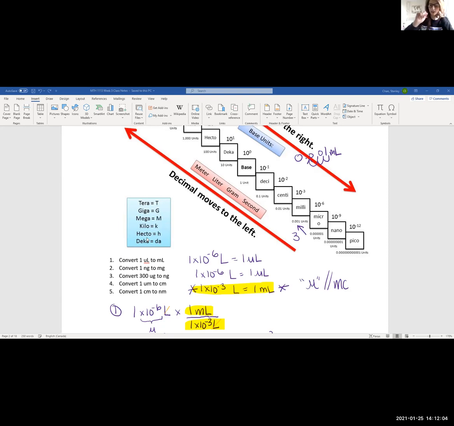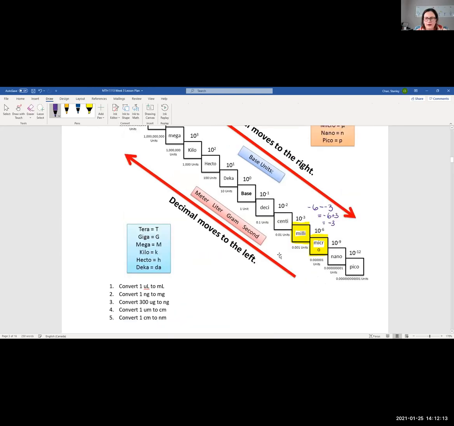Also, Emily, your screen's not writing for us. We can't see what you're writing. Sorry. There we go. Can you see my writing now? Oh, yeah. Okay. Sorry.